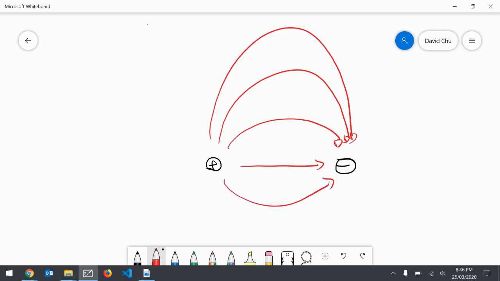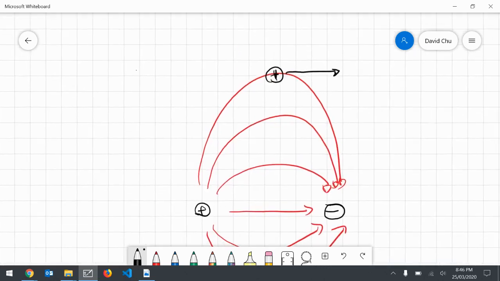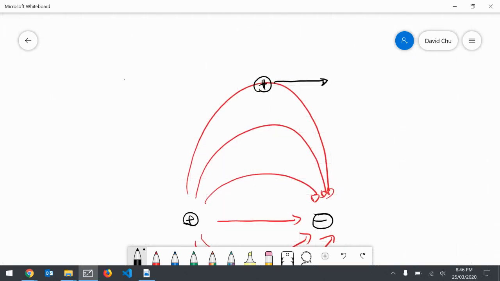Now, what do these field lines actually mean? This is saying that if I now put a positive charge over here, then the movement of this charge is actually going to go that way. Now, how can that be? If you ignore the negative charge here, then the direction of the force experienced by this one here is going to go that way.